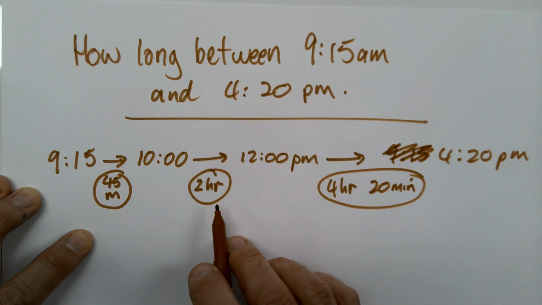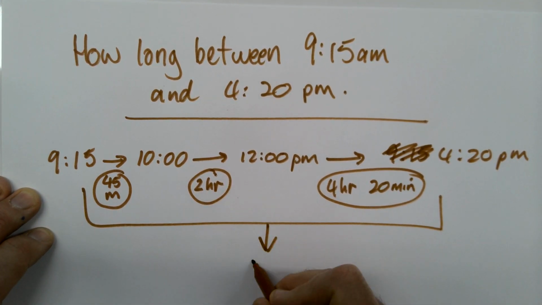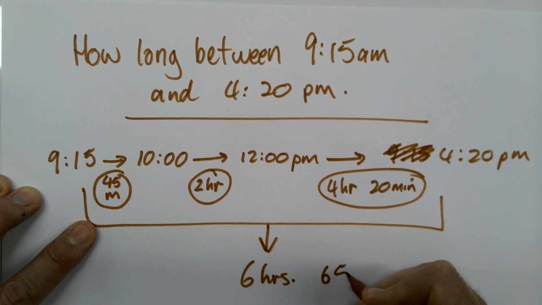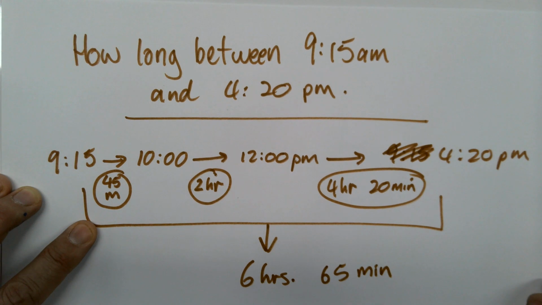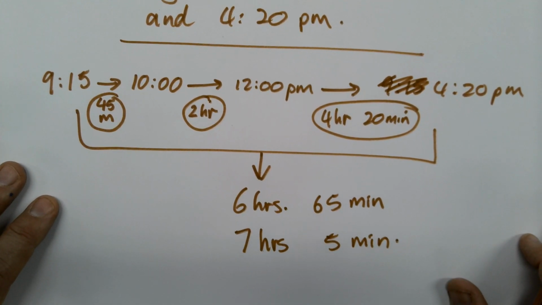So what have I got there? My hours, if I add all this up, what have I got? I've got 6 hours. How many minutes have I got? I've got 65 minutes. Well, hang on, 65 minutes. That's more than an hour, isn't it? If I pull 60 minutes out of that, that's 1 hour. So that's 7 hours, 5 minutes. Okay? That's the way to do it.